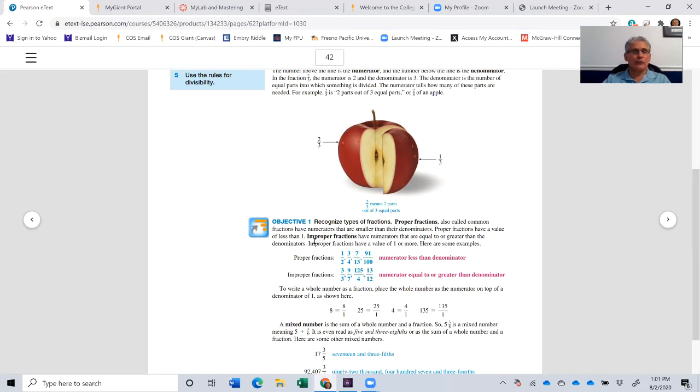We can have what is referred to as an improper fraction. An improper fraction means that the numerator is equal to or larger than the denominator. The examples here are 3 over 3, 9 over 7, 125 over 4, 13 over 12. If we want to write a whole number as a fraction, it's relatively easy. 25 is equal to 25 over 1, 4 is equal to 4 over 1, and 135 is equal to 135 over 1. You can think of this line that divides the numerator and the denominator as a division sign.